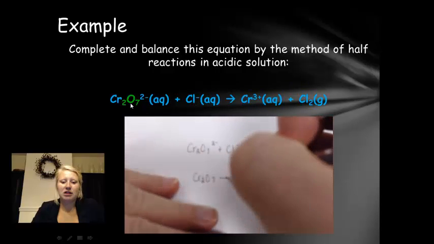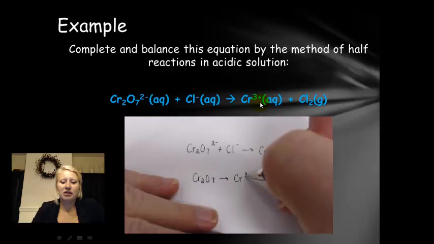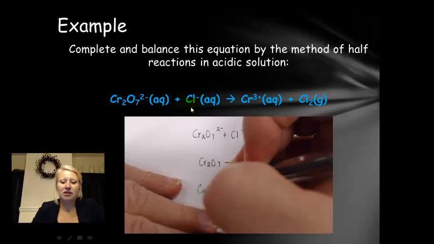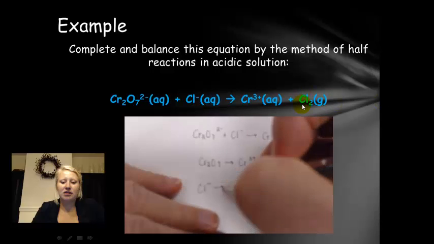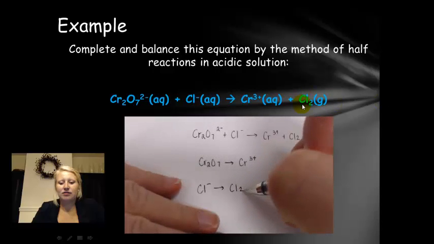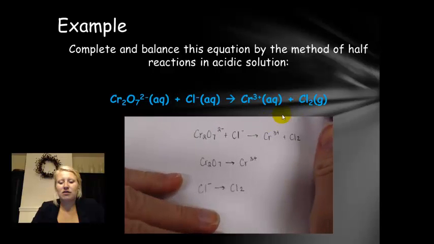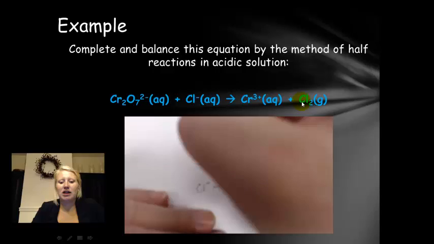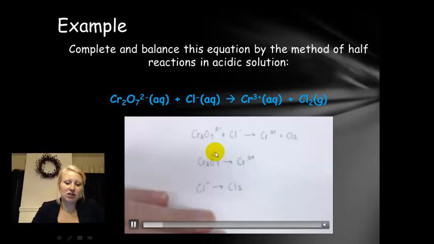And here's plus 3. So chromium going to chromium plus 3, which means it must be gaining electrons, so it is this. And chloride is going to chlorine 0, losing electrons.